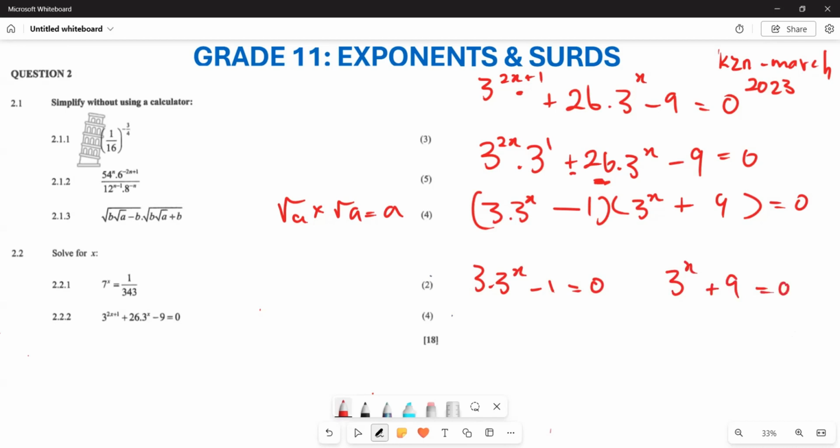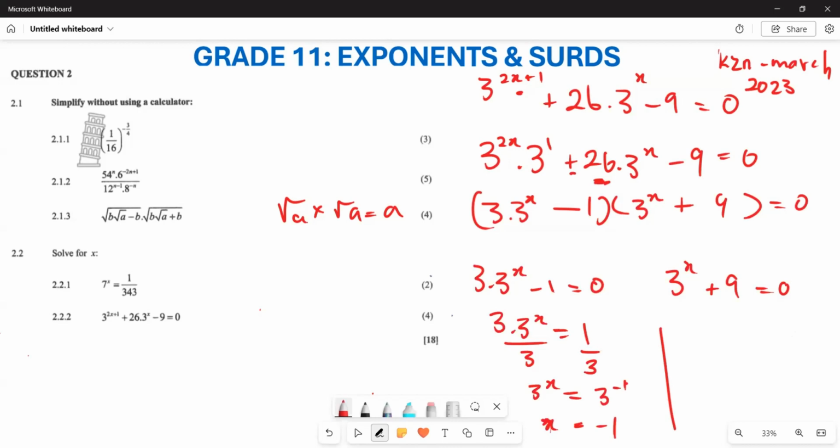Okay. And now that you have it like that, we can still solve this, right? You can take these ones to the other side. So this is going to be 3 multiplied by 3 to the power of x equals 1, then obviously you're going to divide by 3. So this is going to be 3 to the power of x equals 1 over 3. Now 1 over 3 can be written as 3 to the power of negative 1. Therefore the value of x here is going to be negative 1.